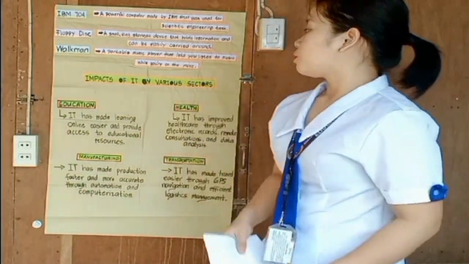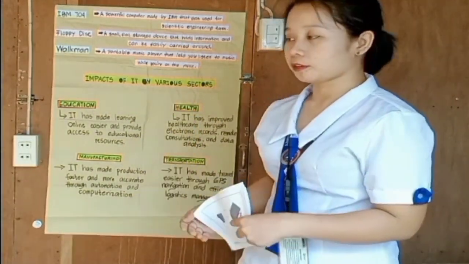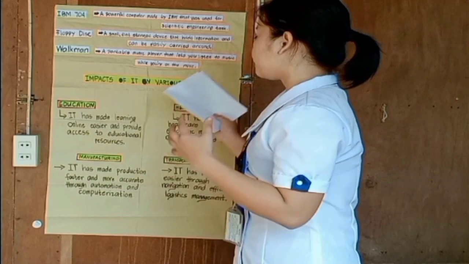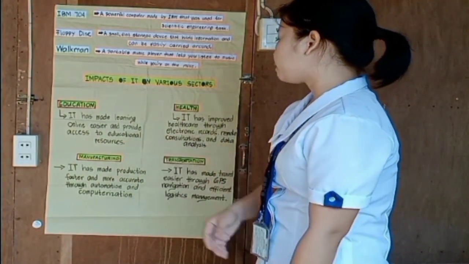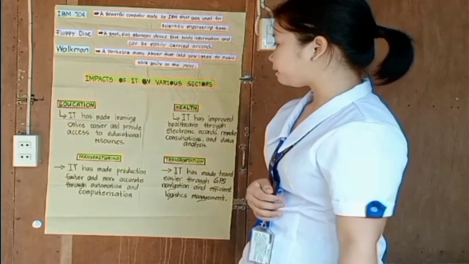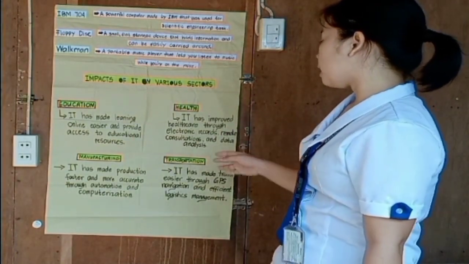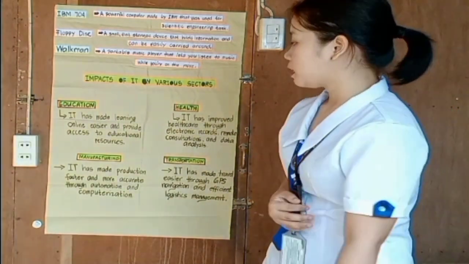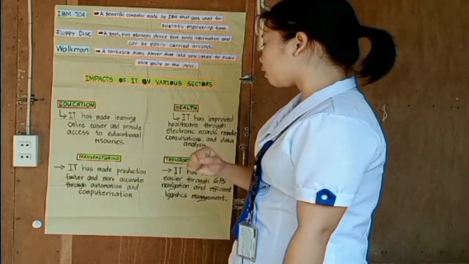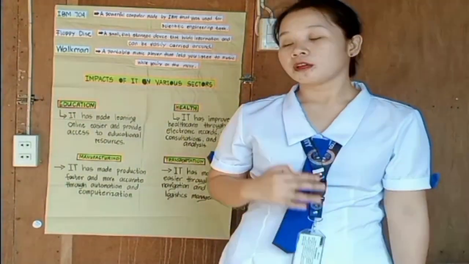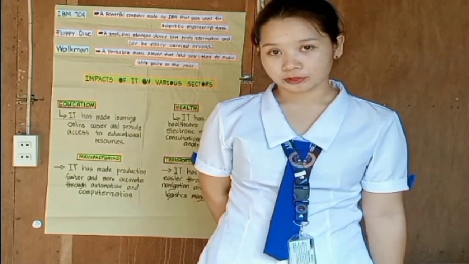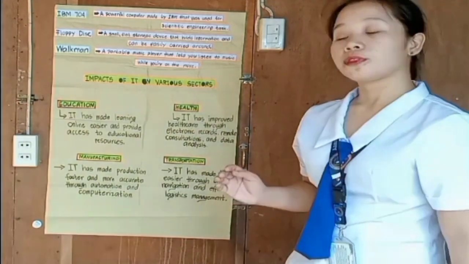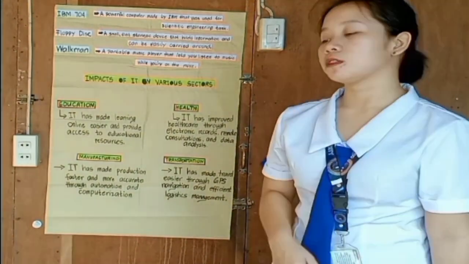So now let's go to the impacts of IT on various sectors of society. In education, IT has made learning online easier and provided access to educational resources. In health, it has improved healthcare through electronic records, remote consultations, and data analysis. In manufacturing, IT has made production faster and more accurate through automation and computerization. Last is transportation. IT has made travel easier through GPS navigation and efficient logistics management.